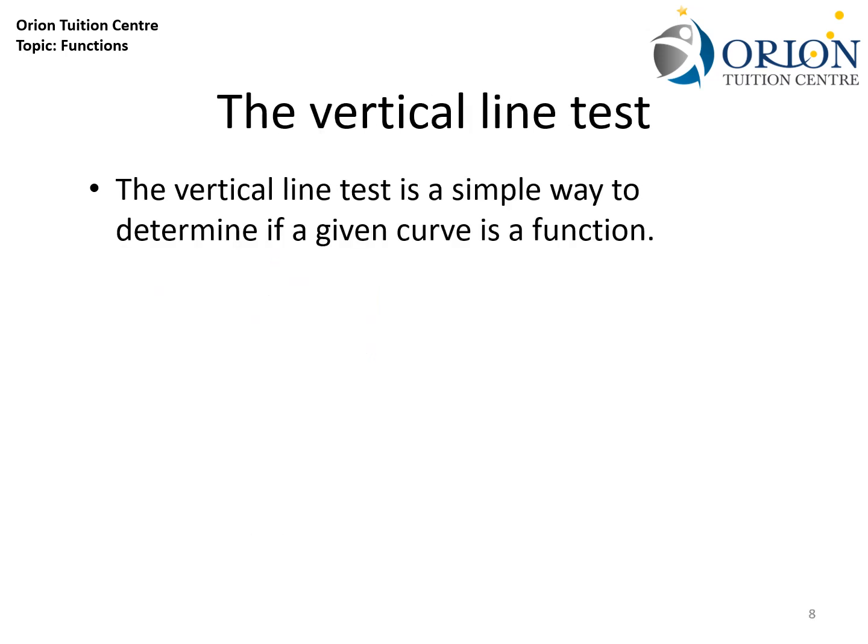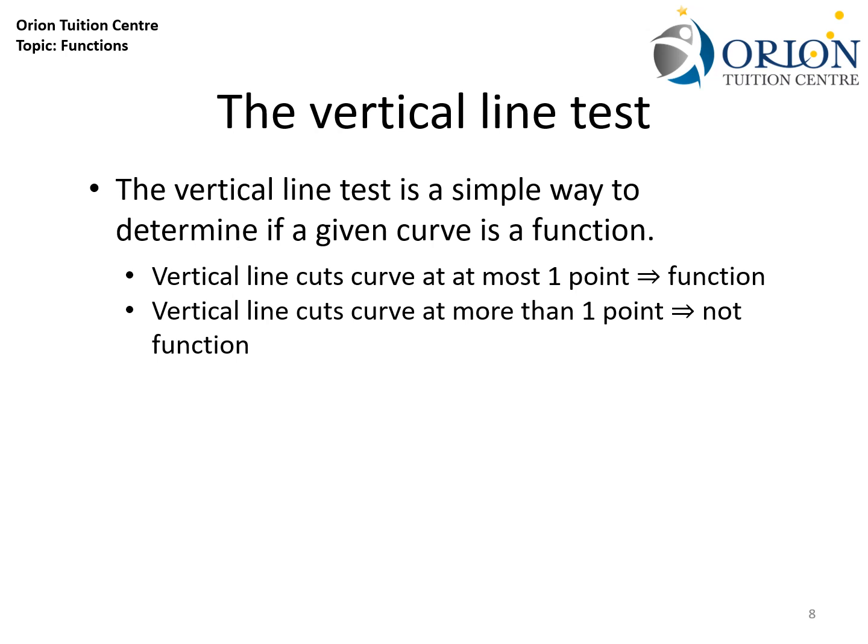Based on the definition of a function, we can perform a simple vertical line test to determine if a given curve is a function. If we are going to draw a random vertical line across any given curve, and the vertical line cuts the curve at most one point, then the curve is considered a function. If the vertical line cuts the curve at more than one point, the curve is not a function.